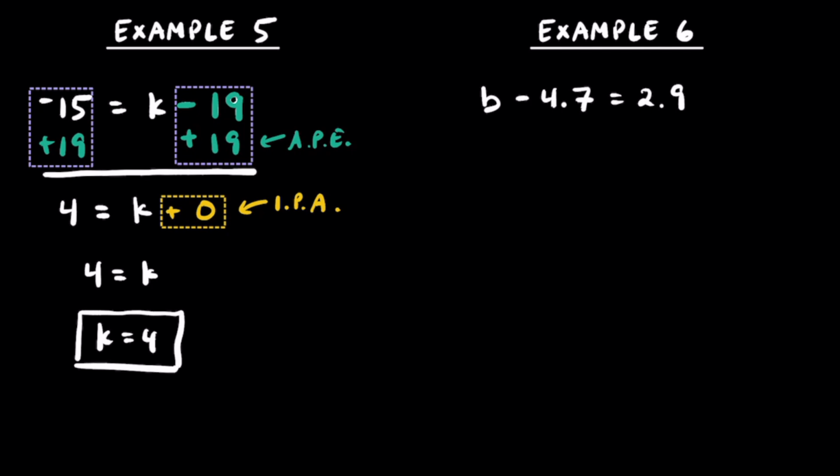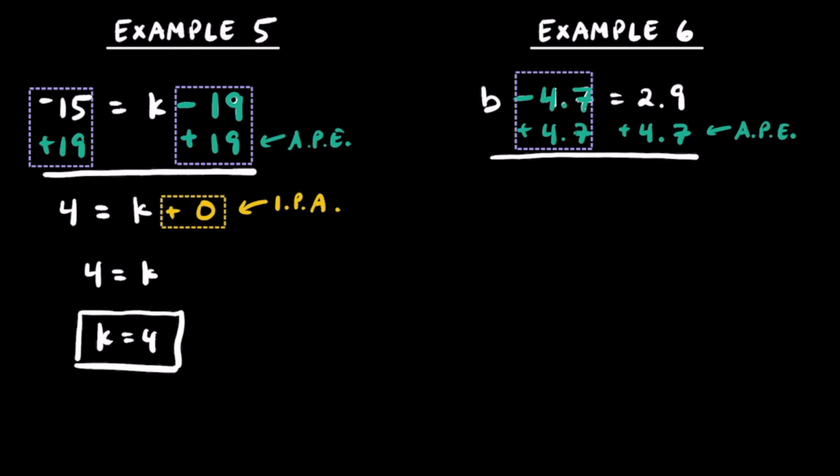For example 6, we have the equation b minus 4.7 is equal to 2.9. To solve for this b, we have to notice that we have this minus 4.7 on the left side, and to get rid of it, we're going to use the opposite and add 4.7 on both sides of the equation. So writing plus 4.7 to both sides, we're really using the addition property of equality, or A.P.E. for short.